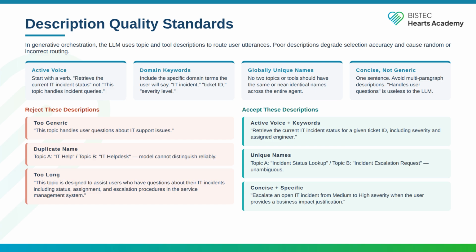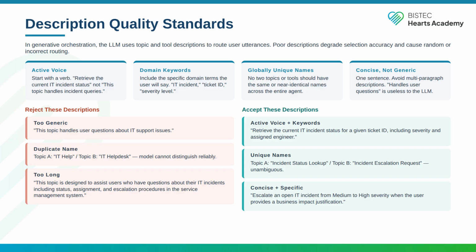Timing, 15 minutes total, including the rewrite exercise. Facilitation tip. Run the description quality lab during this slide. Put 5 badly written descriptions in a shared document and give participants 8 minutes to rewrite them individually. Common failure modes to correct, starting with this topic: using handles or manages, describing the domain rather than the specific intent.